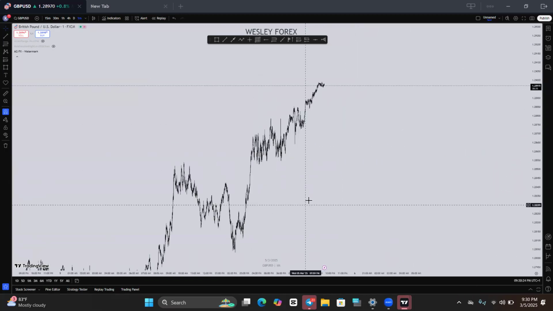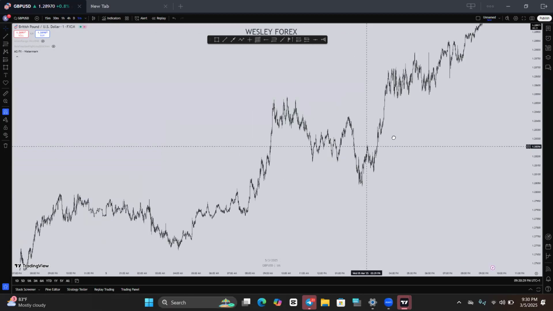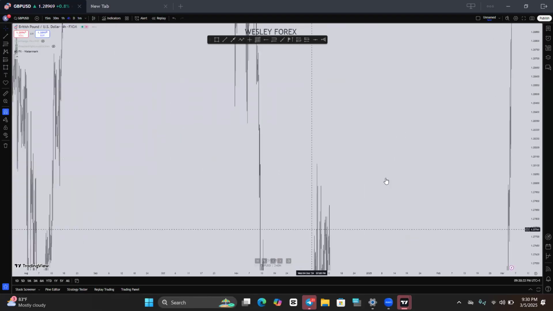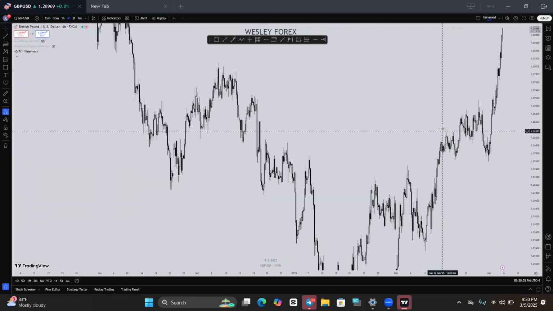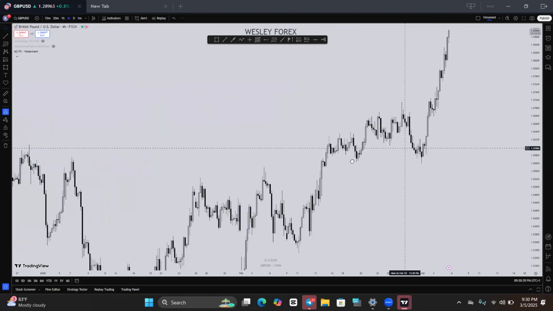All right, now this is GBPUSD. Let's start from the 4 hour time frame. Let me explain something. All right, now this is very beautiful.